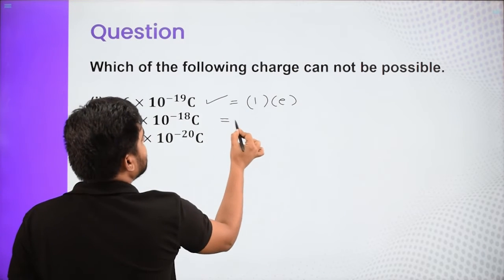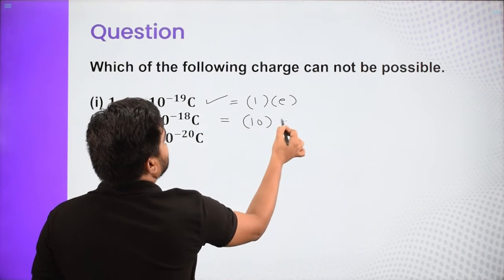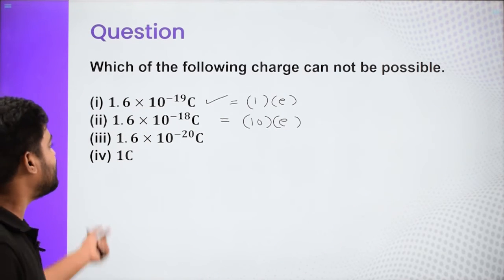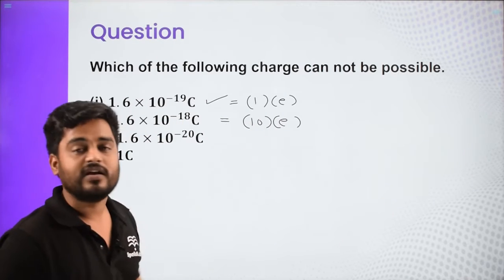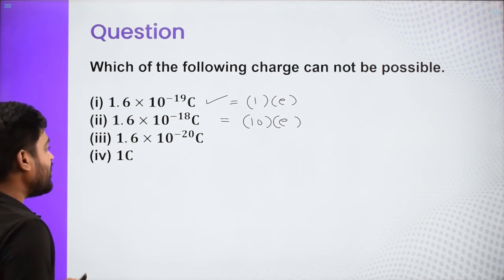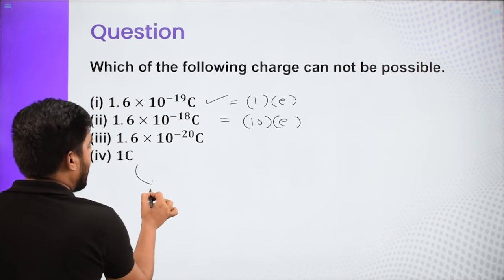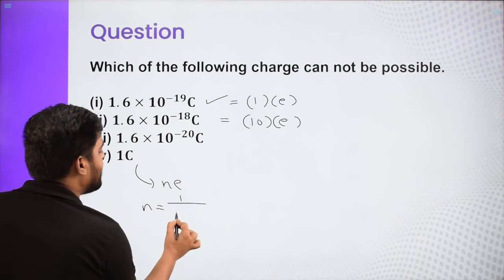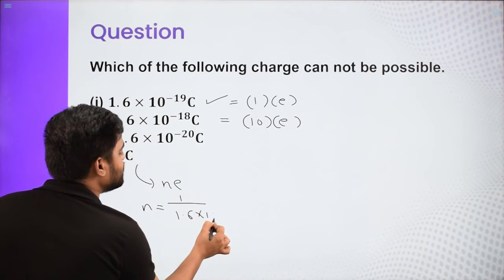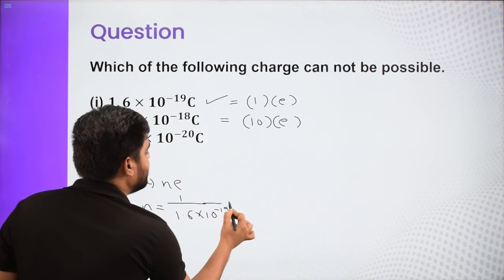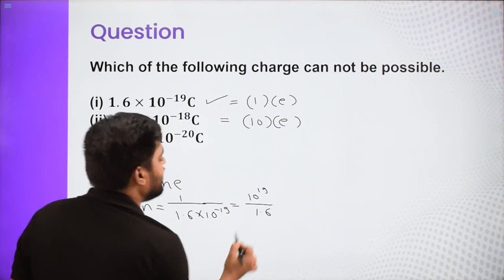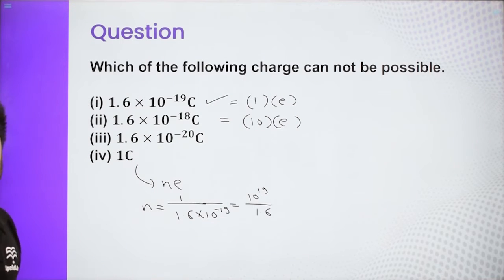Second charge is 10 times E, because E is 1.6 into 10 raised to power minus 19. When you multiply with 10, you get 10 raised to power minus 18. And what about the last charge? I say this is NE, then what will be N? N will be 1 divided by 1.6 into 10 raised to power minus 19, which is nothing but 10 raised to power plus 19 divided by 1.6, and this is also an integer number.